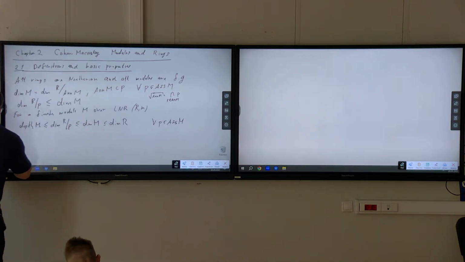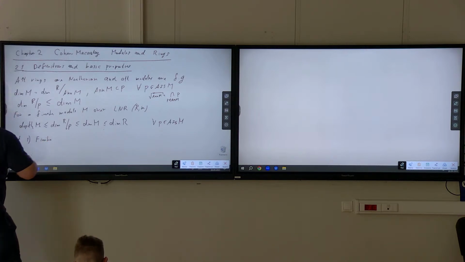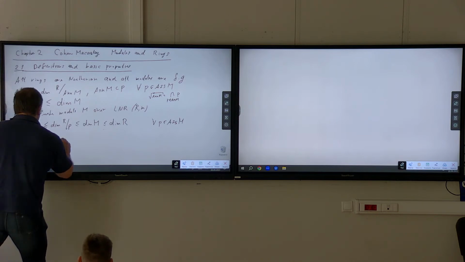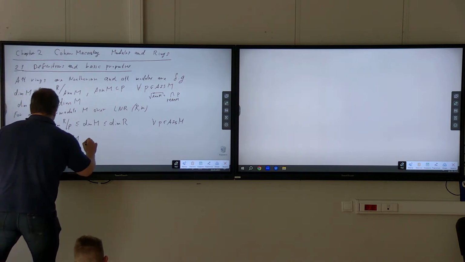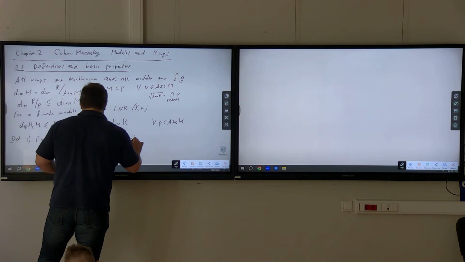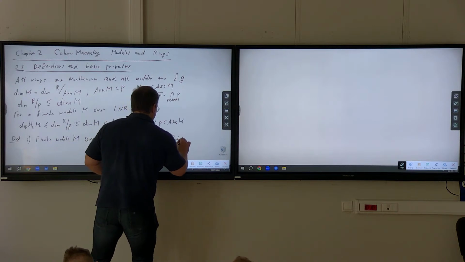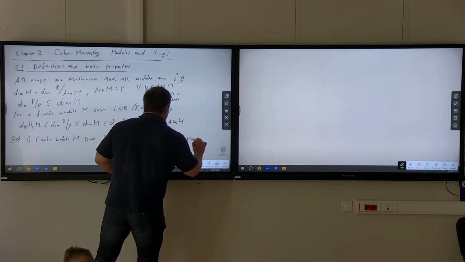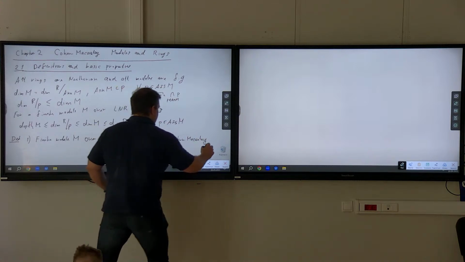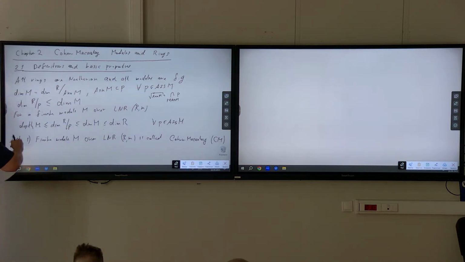So, definition. That will consist of four parts, really four definitions. A finite module M over a local Noetherian ring R, m is called Cohen-Macaulay. For shortness, I'm going to write just CM. That's the standard abbreviation in commutative algebra: CM always stands for Cohen-Macaulay.